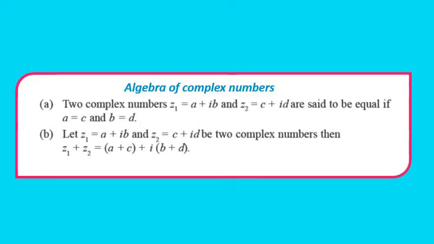Now if you have two complex numbers z1 and z2, then their addition, that is z1 plus z2, is the addition of their real parts plus i into the addition of their imaginary parts. That is, if z1 is equal to a plus ib and z2 is equal to c plus id, then z1 plus z2 will be equal to a plus c plus i into b plus d. Clear? So pause and note down these points.